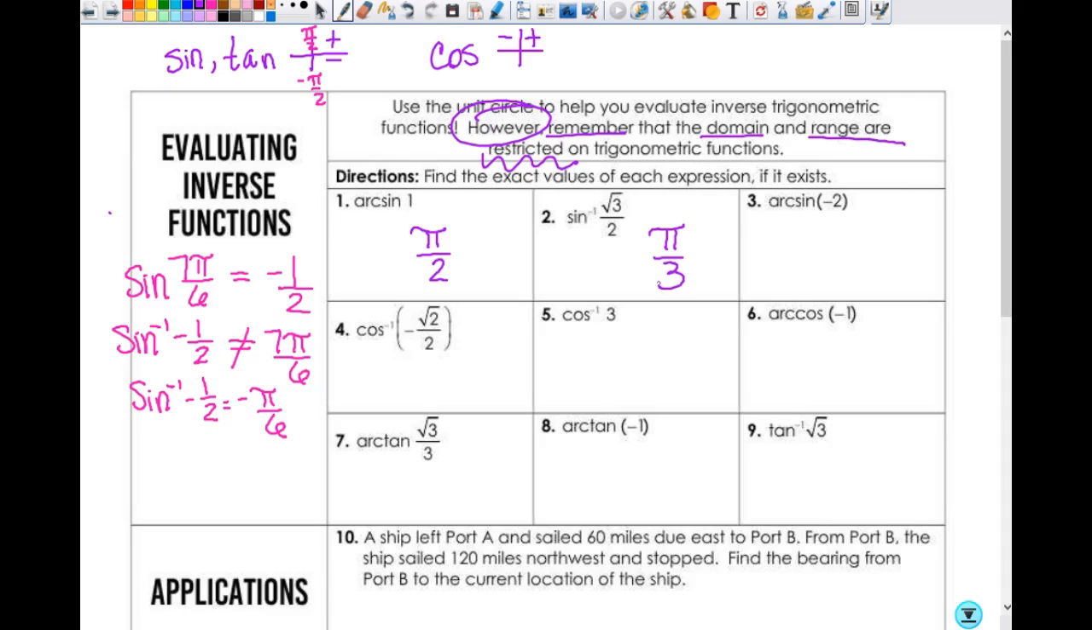What's your domain for arc sine? Negative 1 to 1. Remember when you're doing SOHCAHTOA stuff and we're looking for the angle measures, like I give you the size, you got to tell me the angle, so you take the arc sine because the sine gives you the angle back, right?